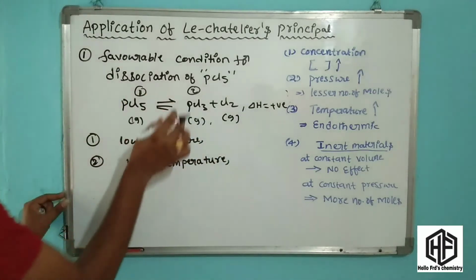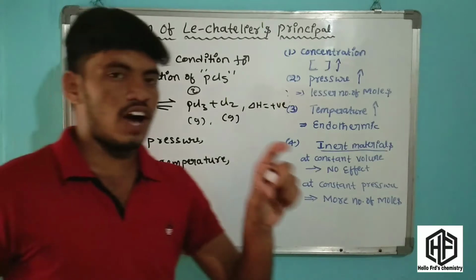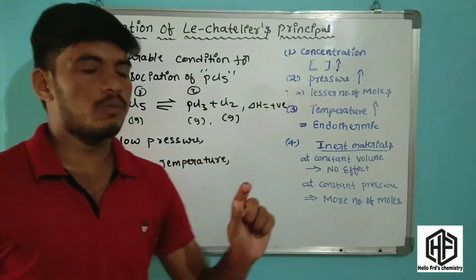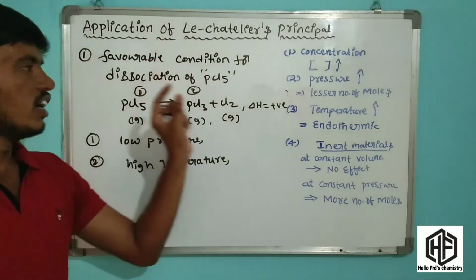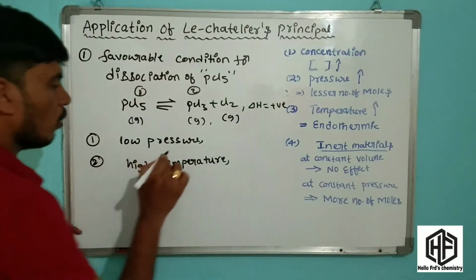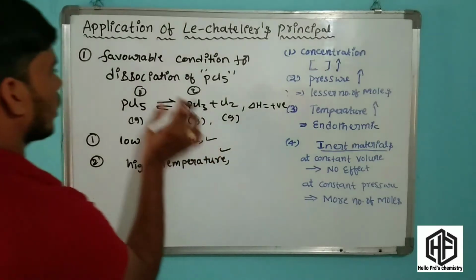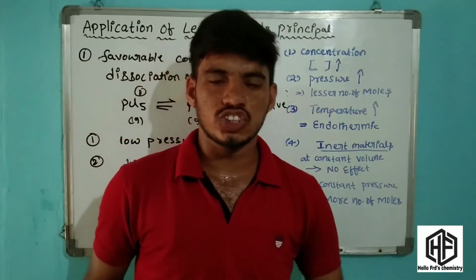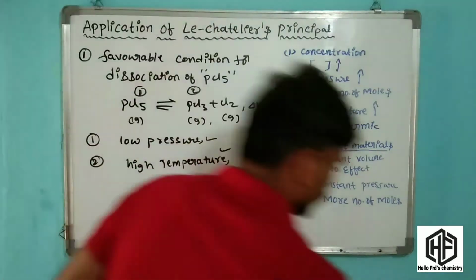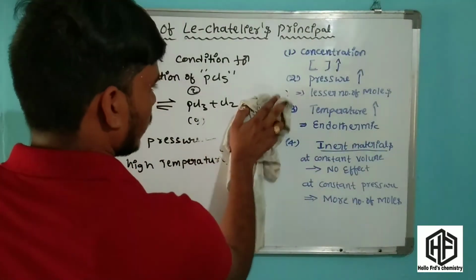Now PCl5 is dissociated. In so many competitive exams, these questions are asked: what is the favorable condition for the dissociation of PCl5? Low pressure and high temperature is the favorable condition for the dissociation of PCl5. This is one of the important questions. This is clear, friends.